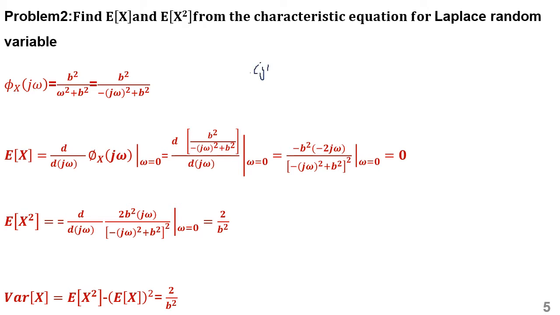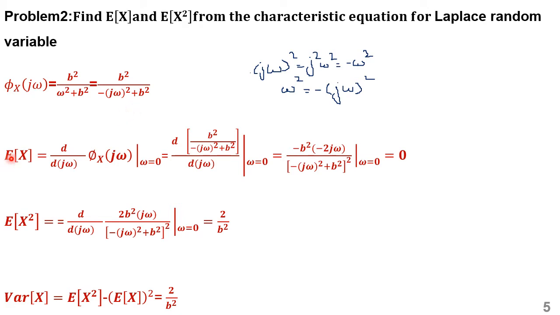(j omega) whole square is equal to j square omega square, that gives you minus omega square. Therefore, if you want plus omega square, then it has to be substituted as minus (j omega) whole square. That substitution is done here, and we have written the equation b square divided by, in the denominator, minus (j omega) whole square plus b square.